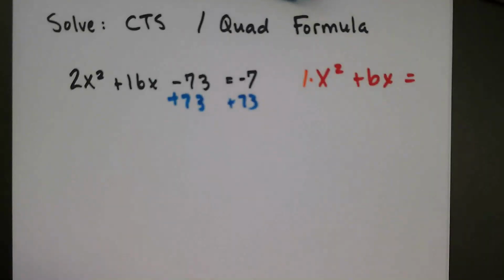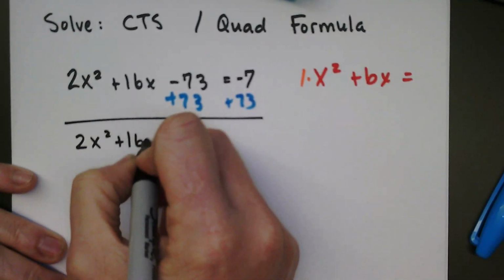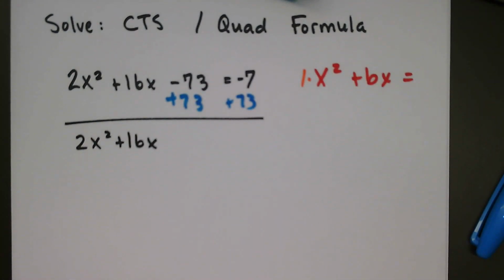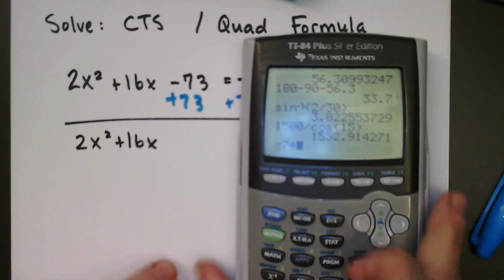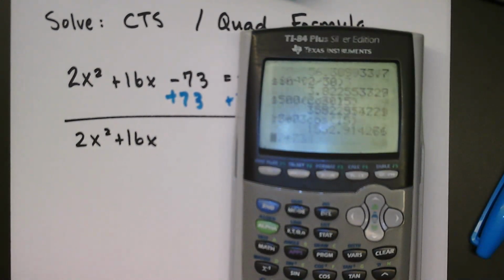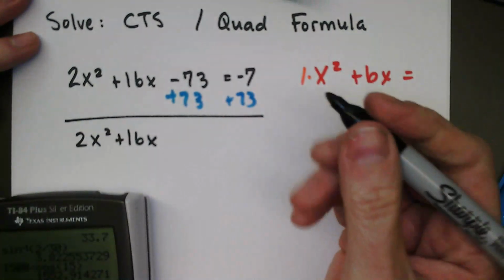And let's see, that's going to give me 2x squared plus 16x equals negative 7 plus 63. I think that's 64, but I'm being lazy here. Okay, equals.